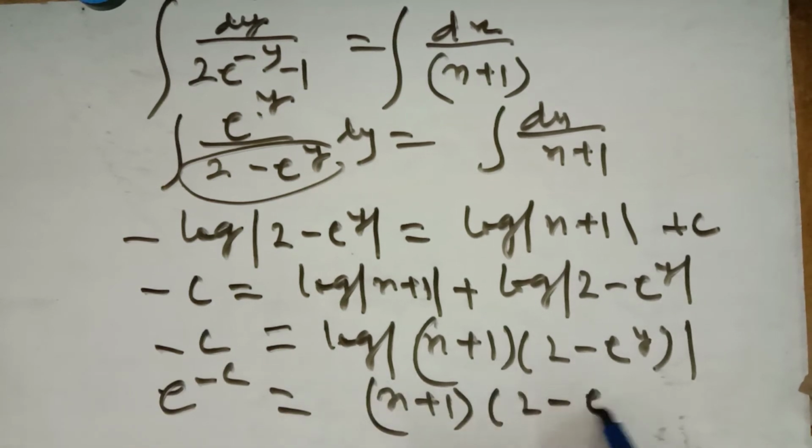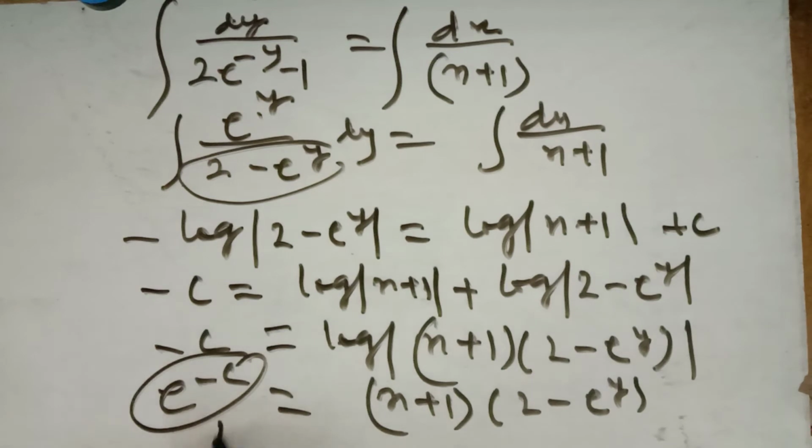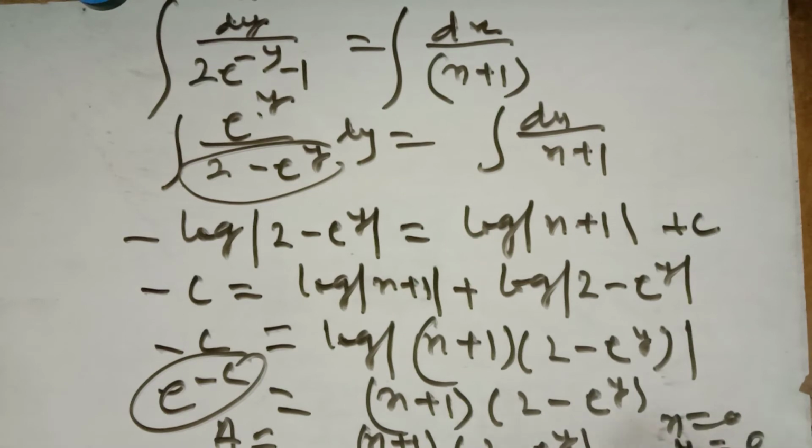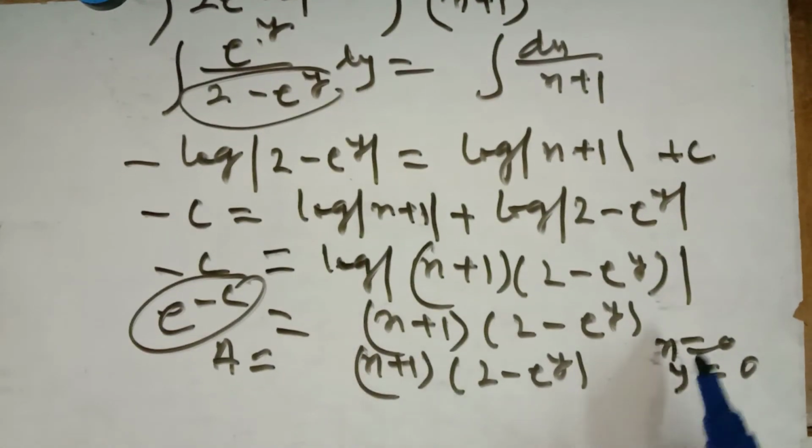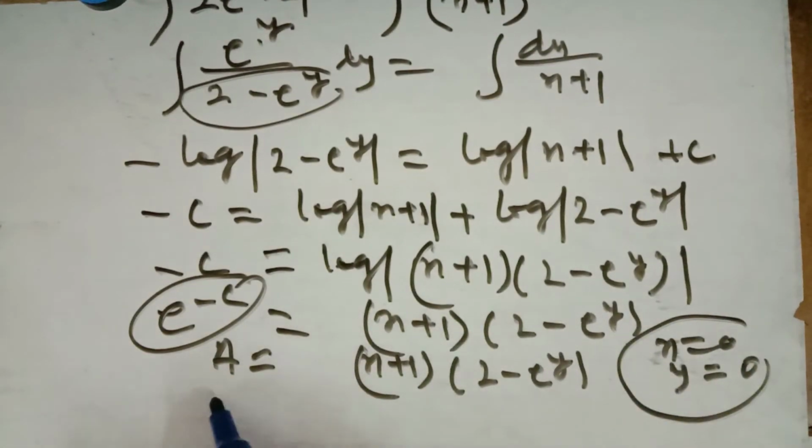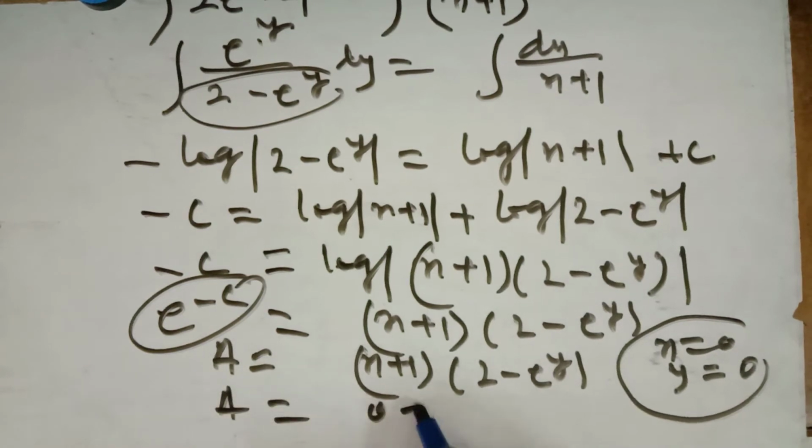And in that also, you can let it equal to another constant, say a, so x plus 1 into 2 minus e to power y equals a. It is given in the question that at x is equal to 0, y is equal to 0. So you can find the value of the constant.